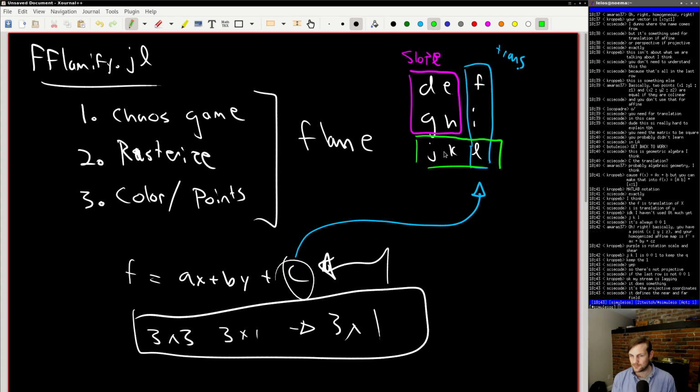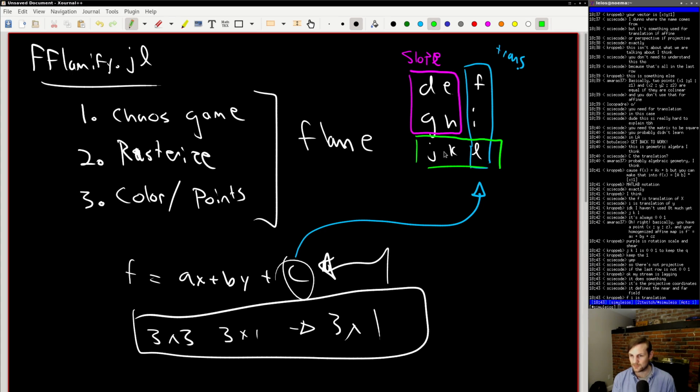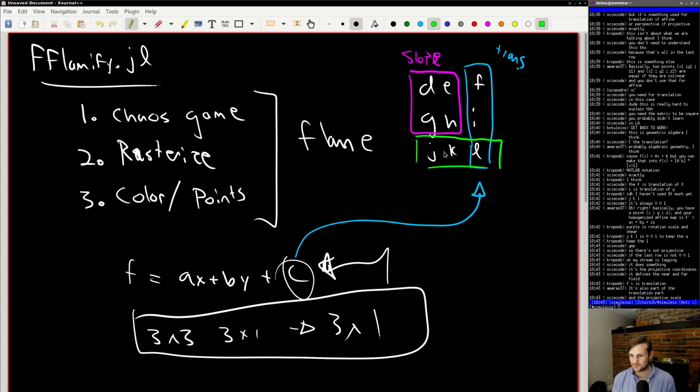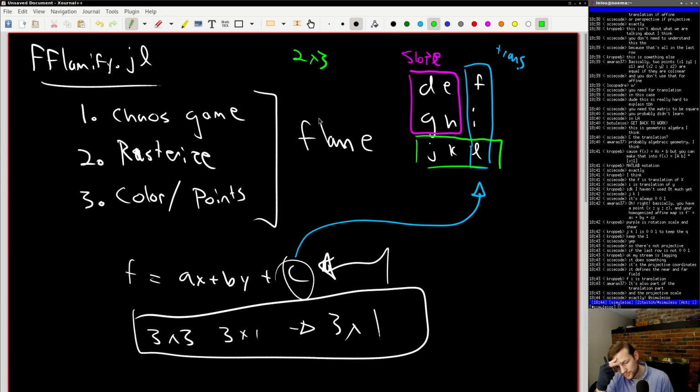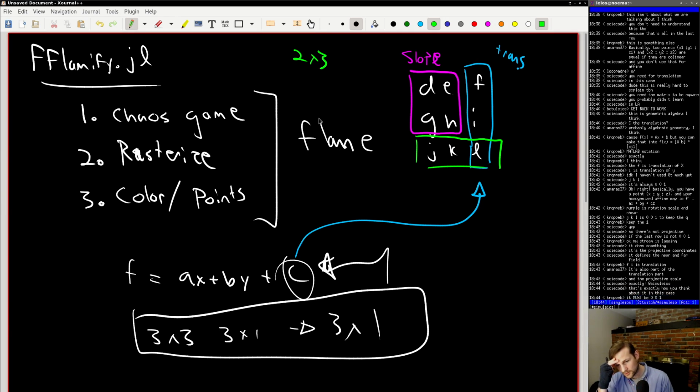Okay, so projecting from 3D to 2D then. F and I are translation. And the projective scale is also part of the translation part. Okay, right, so I guess what you're saying is, if we ignore this bottom row, this is going to be a 2 by 3 matrix, right? Which means that if you multiply a 2 by 3 by a 3 by 1, you get a 2 by 1.